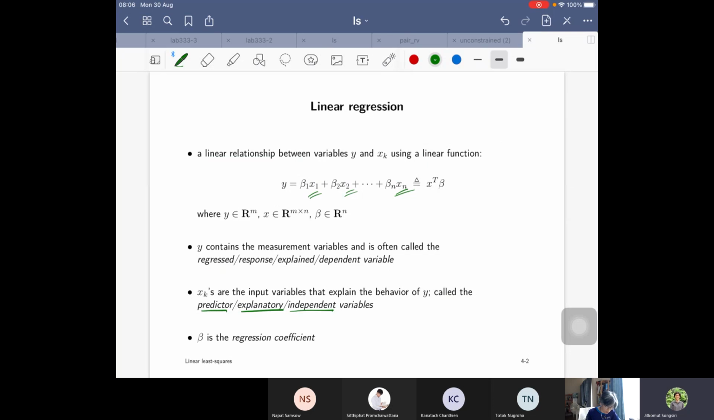For example, you believe that solar power generated from a solar cell can be explained by solar radiation, solar irradiance. It depends on how much radiation there is in the atmosphere at a given time at a given place. And probably there are some other factors. For example, it depends on the temperature of the solar cell.